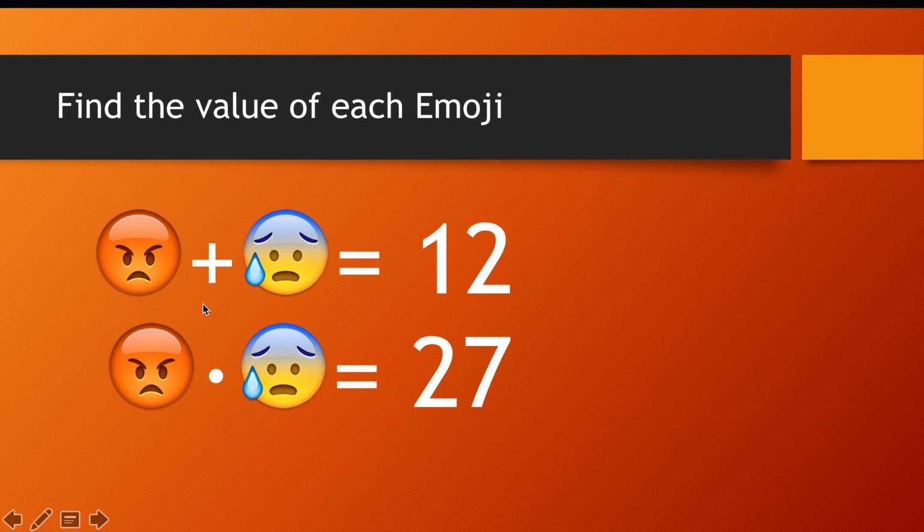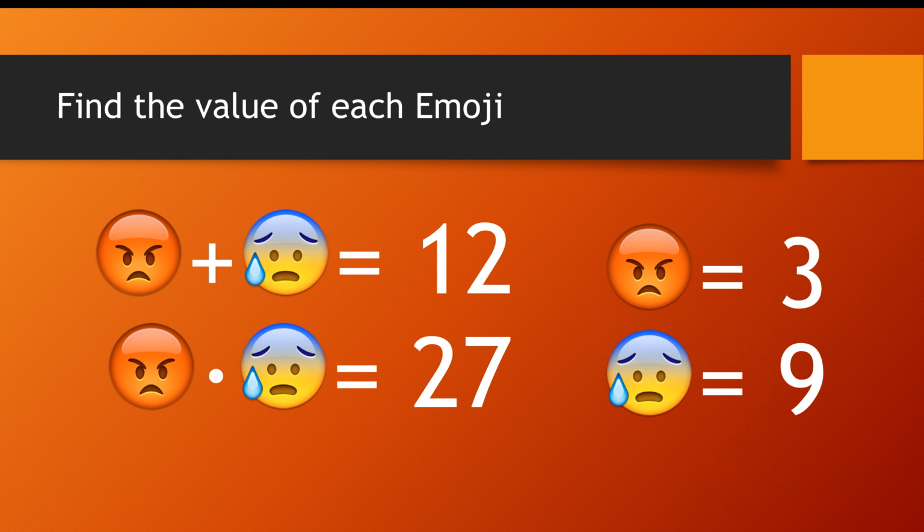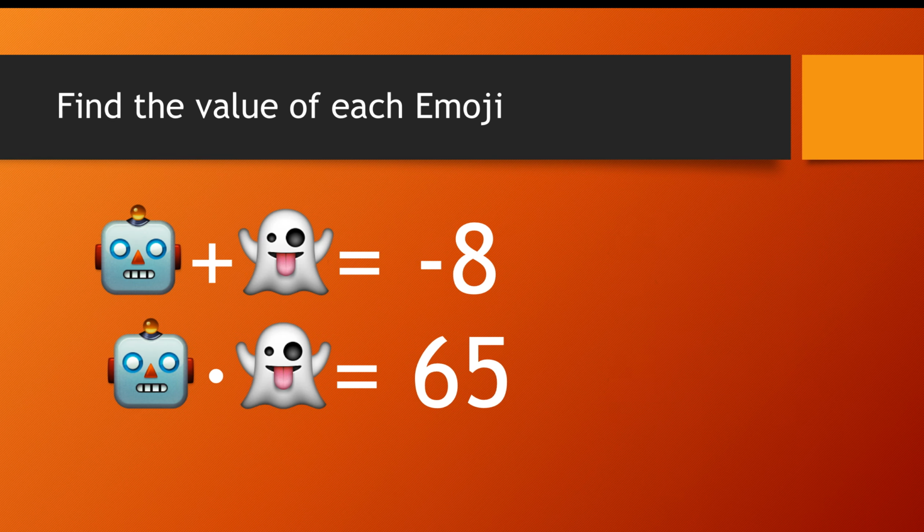So we have two emojis that add to 12 and multiply to positive 27. So what two numbers can add to 12 and multiply to 27? Well, how about 3 and 9? 3 plus 9 is 12. 3 times 9 is 27. And note that the angry face could be 3, and the crying face could be 9, or it could be reversed, 9 and 3, right? Doesn't matter.